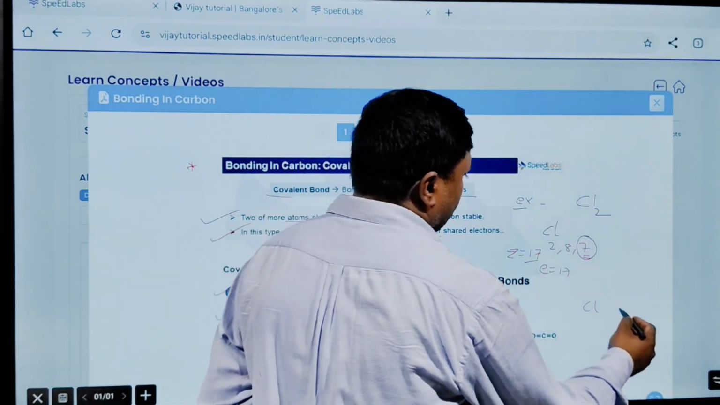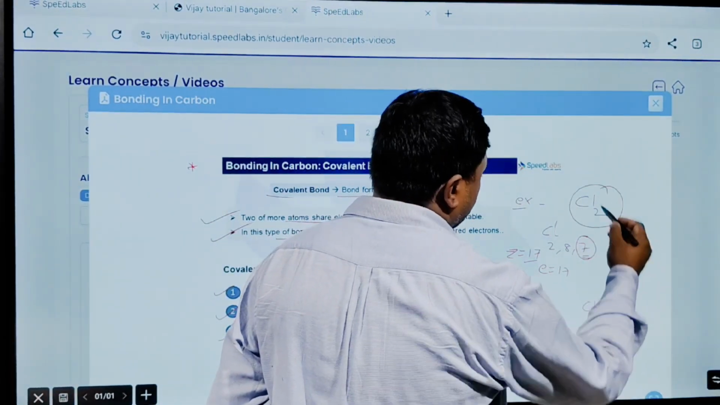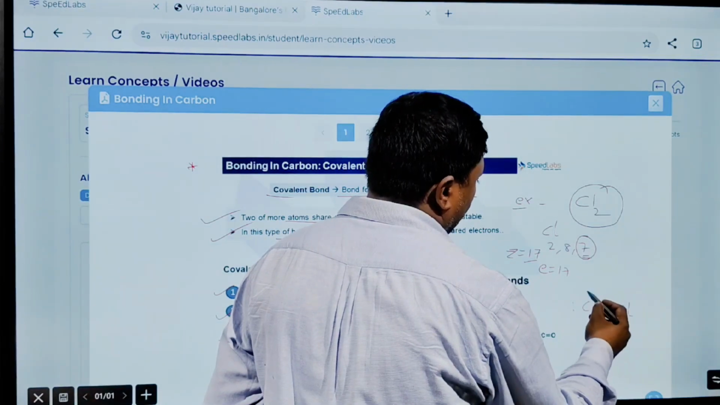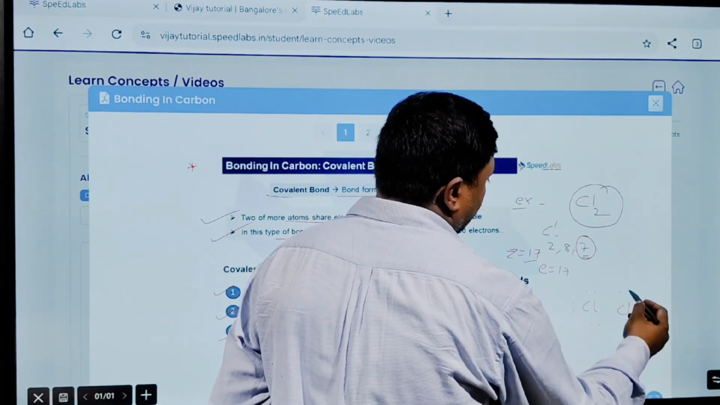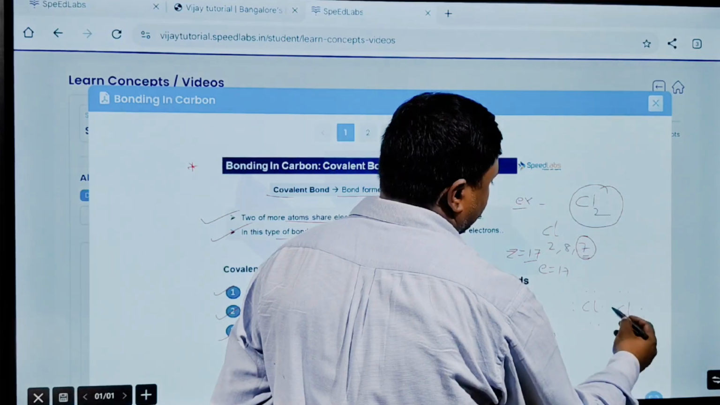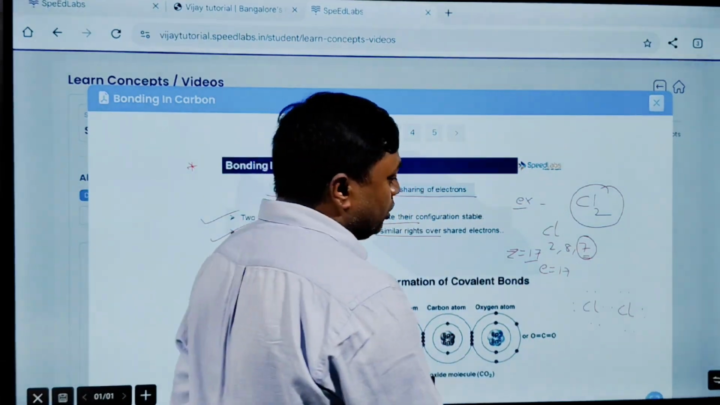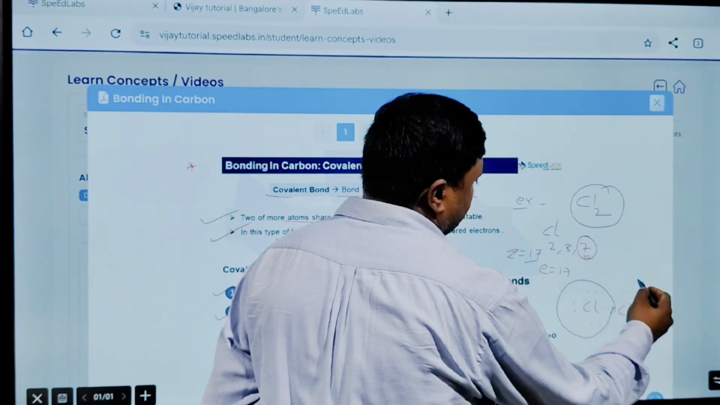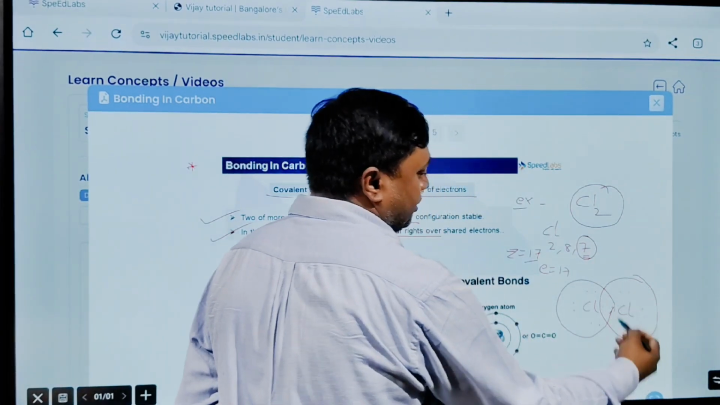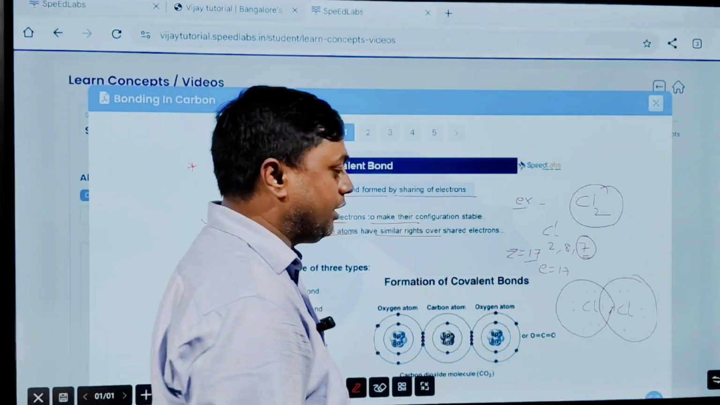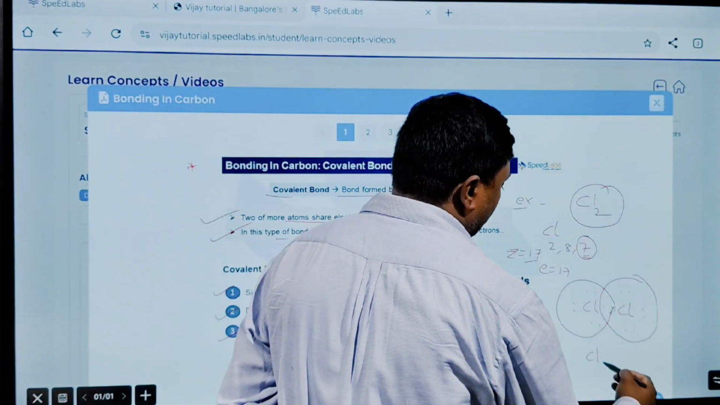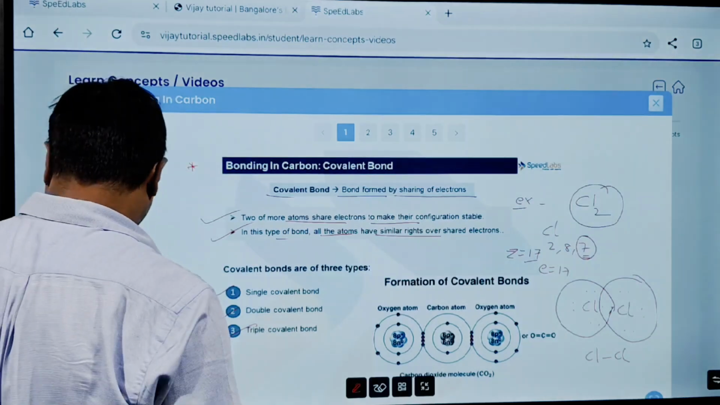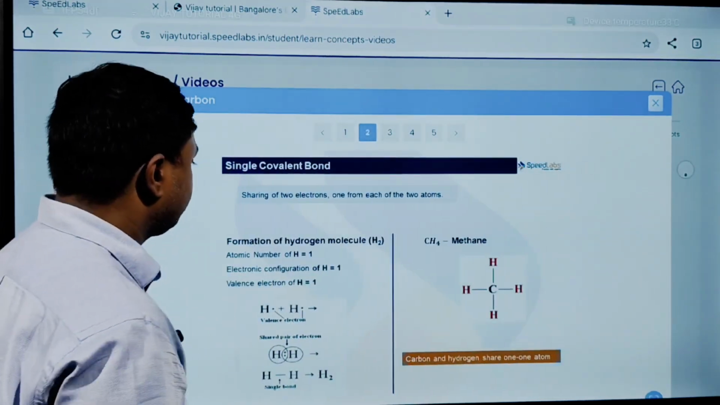So we can show chlorine molecule formation. Here there are 1, 2, 3, 4, 5, 6, 7 electrons, and here also 1, 2, 3, 4, 5, 6, 7. To become stable, what will it do? It will share one electron and become stable. Similarly, the other atom will share one electron and become stable. After sharing one electron, each will have 8 electrons. Here one pair of electrons is shared between the chlorine atoms. That's why it is a single covalent bond.